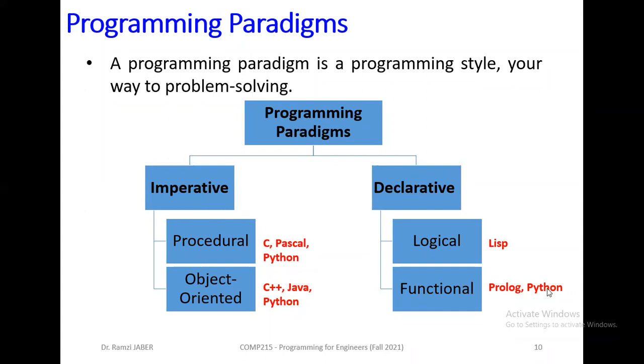As you can see, Python at the same time has different styles. You can use it as a functional language, a procedural language, or an OOP language. That's why Python dominates all other programming languages, and that's why Python is very dominant right now in these years. So we will learn Python in this course. Any question for this slide?